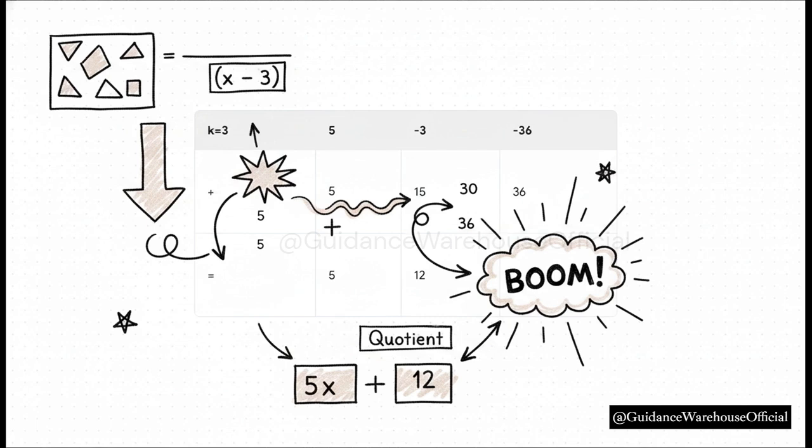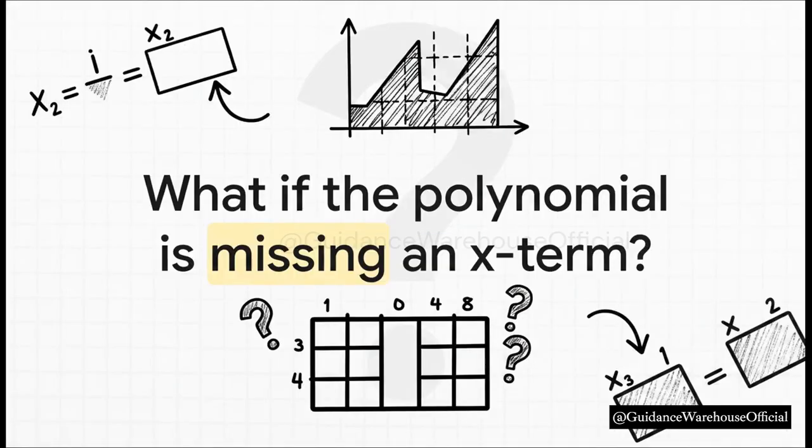Multiply 12 by 3 to get 36. Add -36 and 36 together, and boom, we get a perfect remainder of 0. Those bottom numbers, 5 and 12, give us our brand new quotient, 5x plus 12. Easy, right? Wait, hold up.